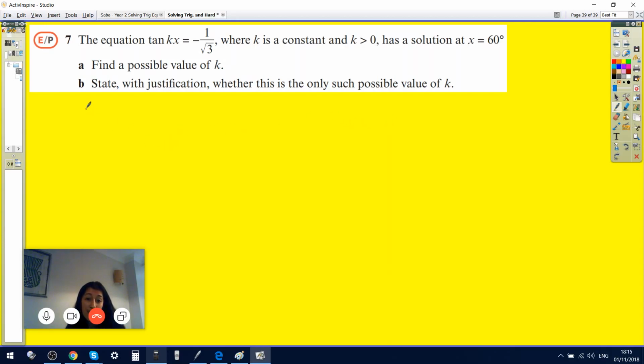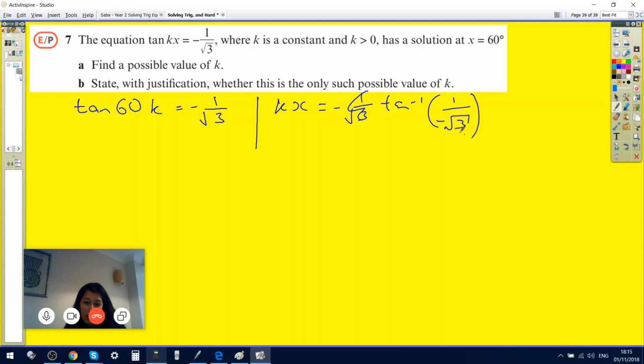So tan 60k. If we substitute 60 in, we're allowed to do that. Equals minus 1 over root 3, and then 60k is tan inverse of that. Do that and try another way. Try doing shift tan of that, like kx equals shift tan of minus 1 over root 3. So try leaving it that way. Try it both ways.